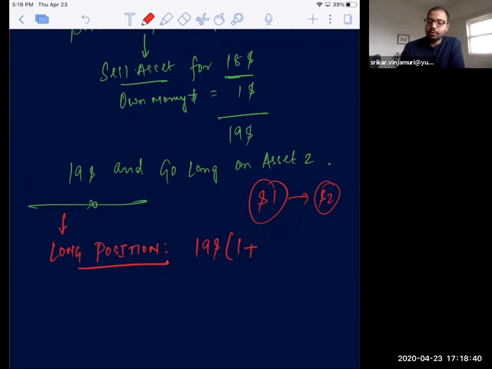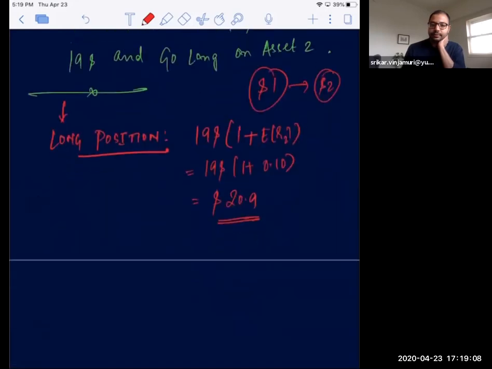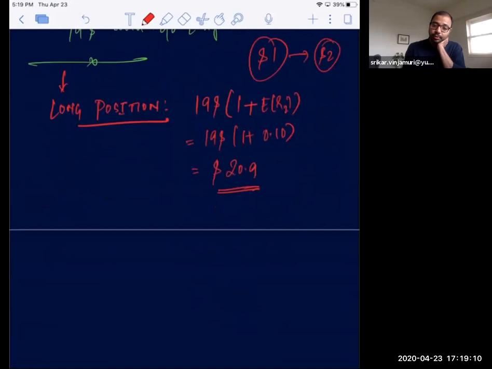So if I go long $19 worth on the second asset, I put $19 times the expected return on the second asset, right? So from here I would get $19. The expected return on the second asset is 10%. Right, so this is 19 times 1.1, which is 20.9. This is the payoff from the long position. I get $20 and 90 cents. Right? But I also have a short position that I need to cover. So you need to cover the short.